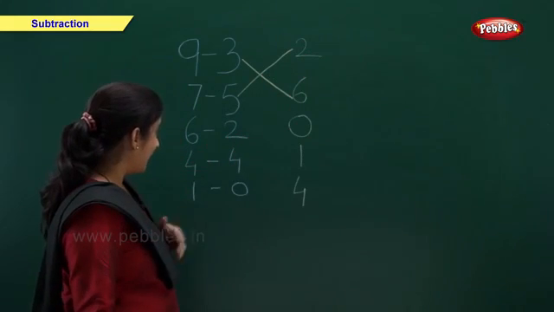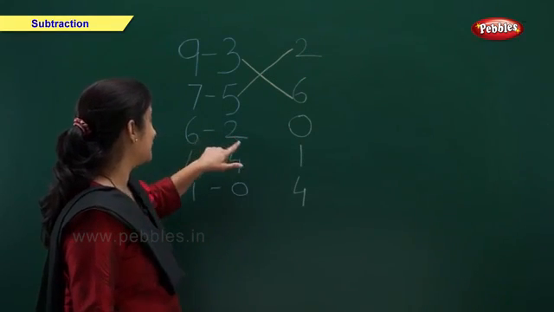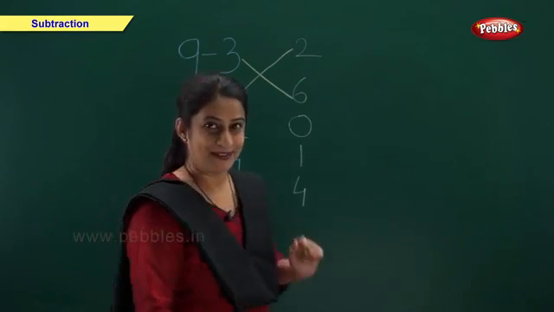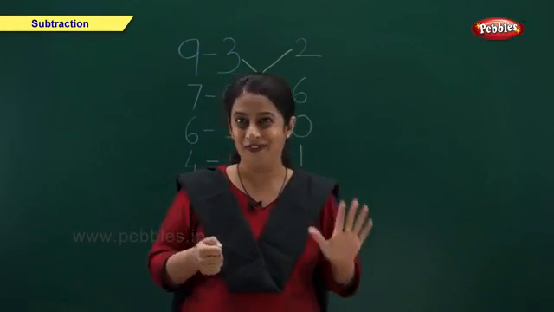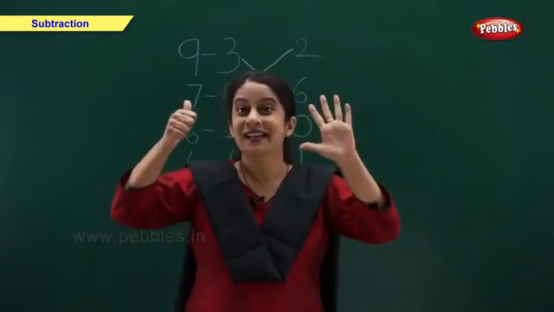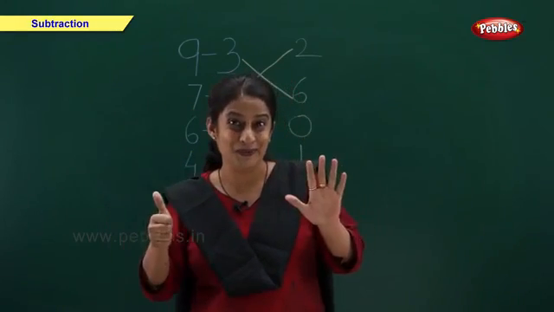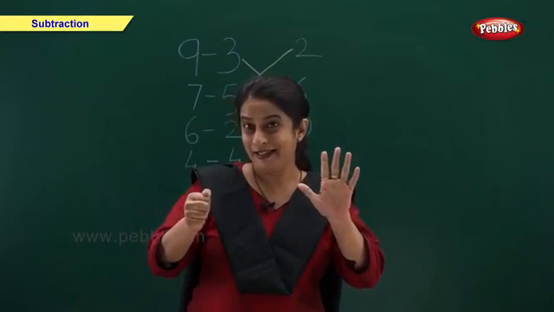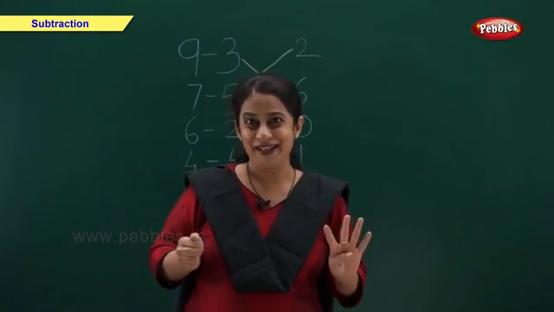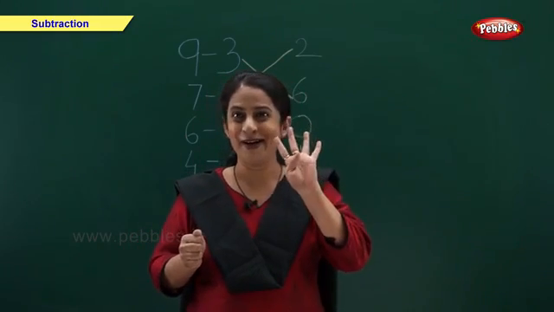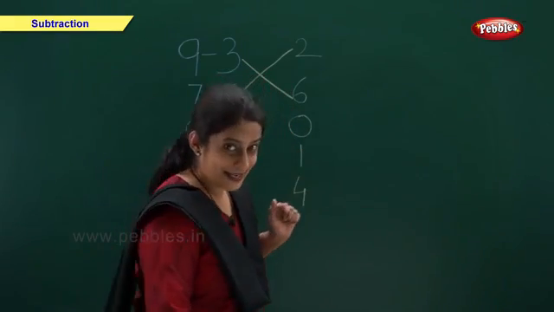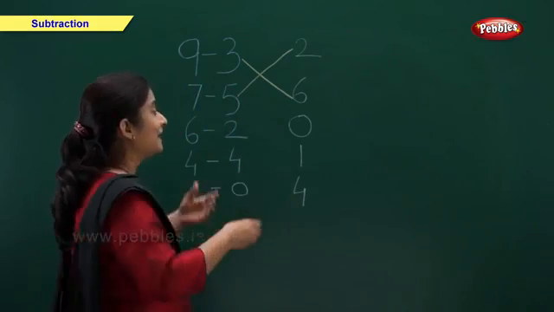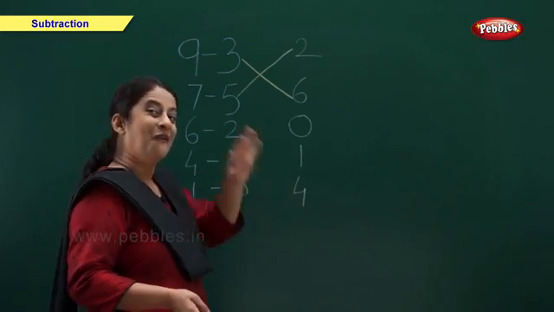And now we have 6 minus 2. 1, 2, 3, 4, 5, 6. 6 minus 2. 1, 2. How many fingers left? 1, 2, 3, 4. So friends, 6 minus 2 is equal to 4.